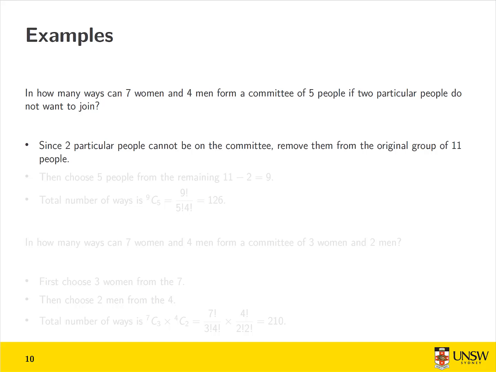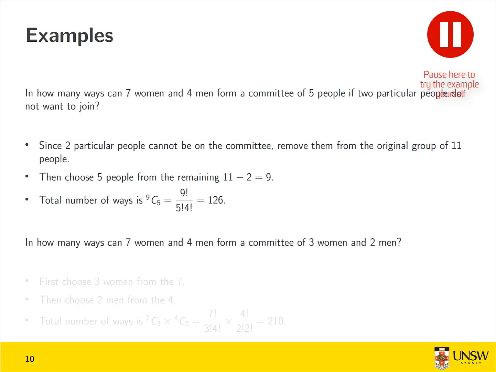Now suppose 2 particular people amongst the 11 do not wish to join the committee. We can deal with this problem by removing them from the original pool of people before selection. This means we are now choosing a group of 5 people from just 9 people. So there are 9C5, or 126 total ways.